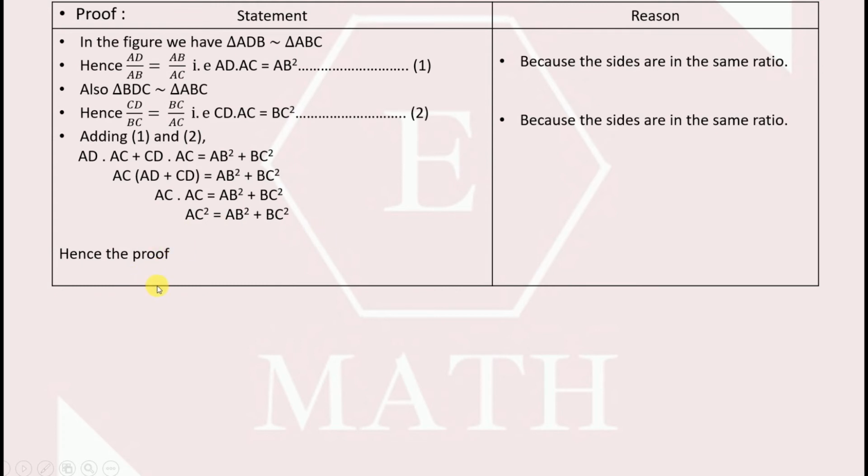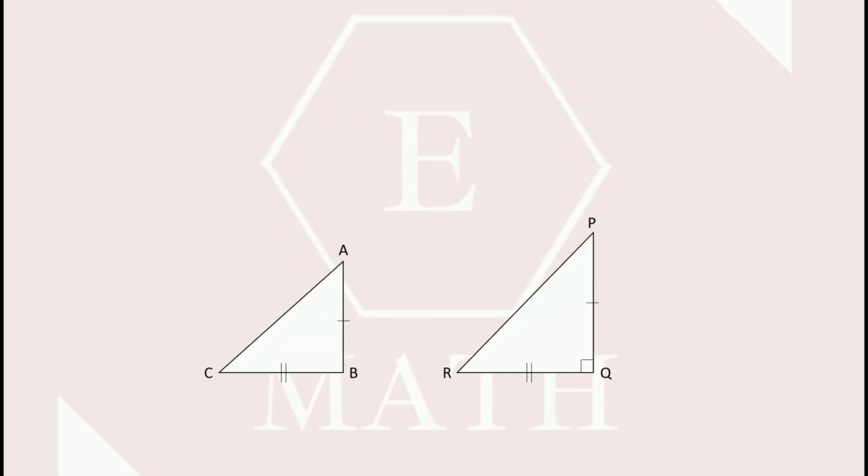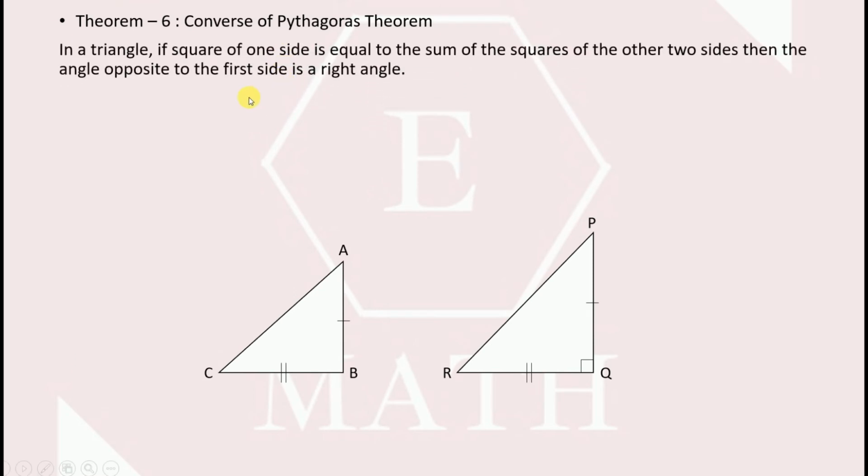So hence the proof. This is how we prove Pythagoras theorem. Now let's look at the last theorem of this chapter, theorem 6, which is called the converse of Pythagoras theorem. Let's see what it says.